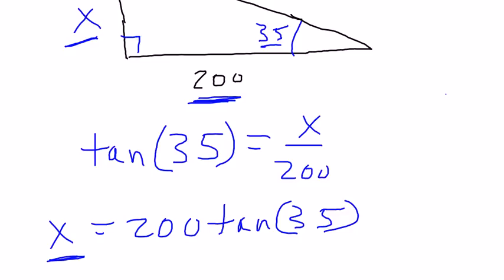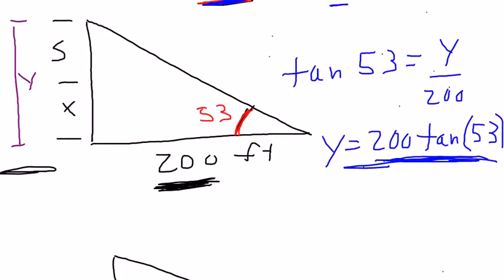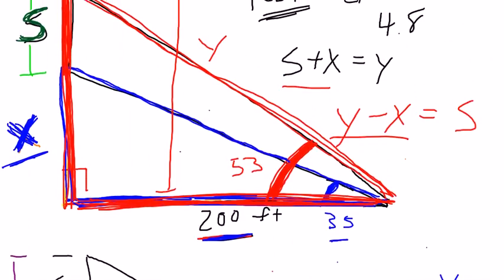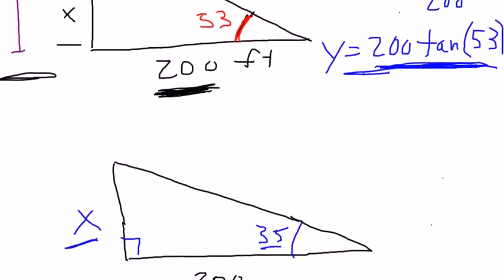Okay, so we know how to find X. We just would have to type this in our calculator. We know how to find Y. We just would have to type that in our calculator. And then up above, we figured out that Y is the distance of what we're looking for, the smokestack, plus the x value. So in order to find S, all we have to do is take y minus x. So we'll do that right here.